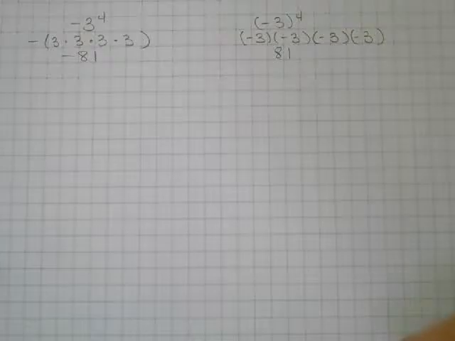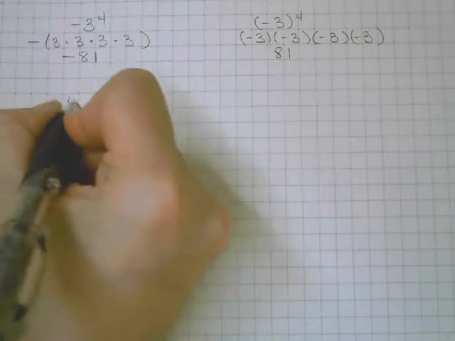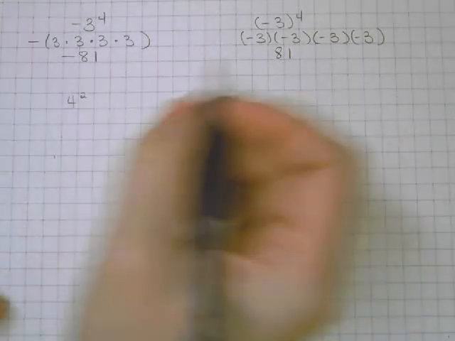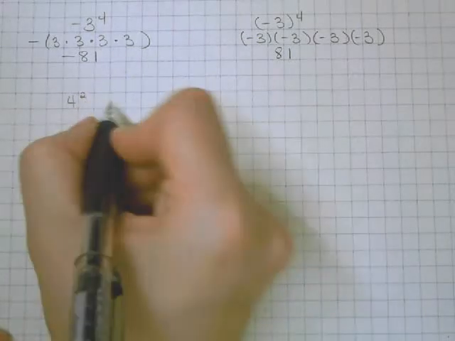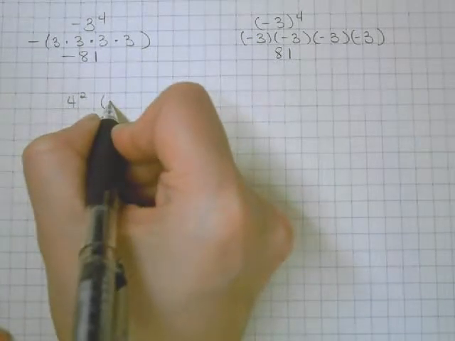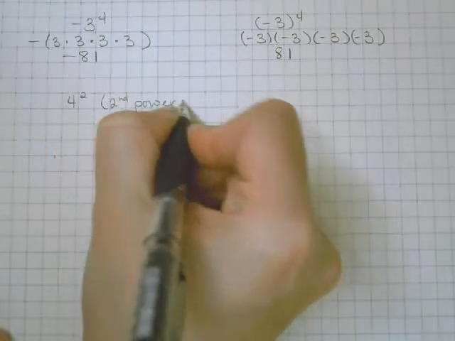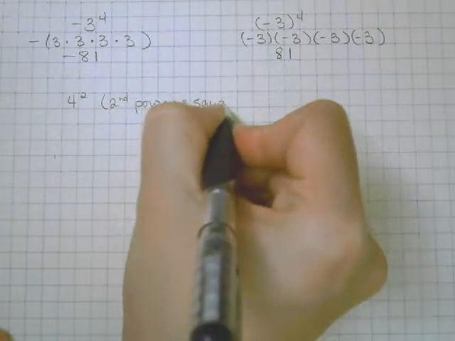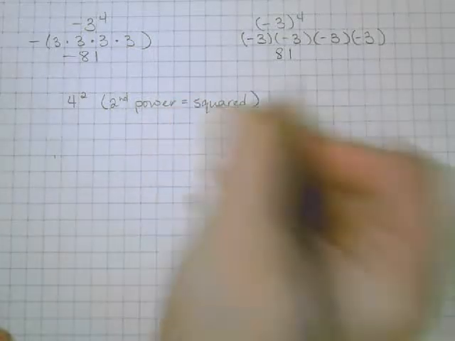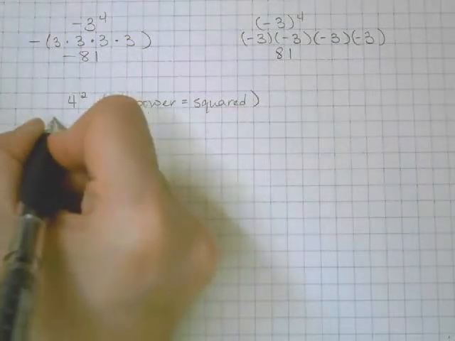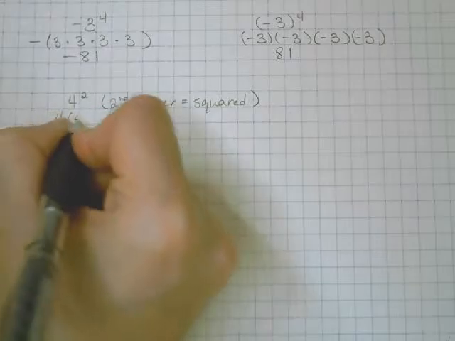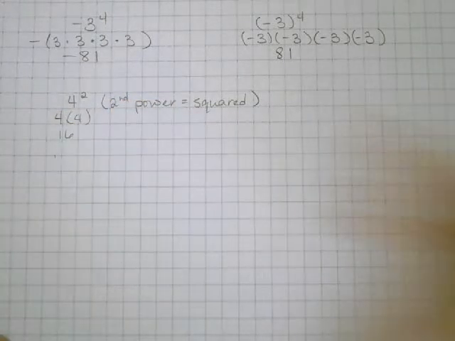Just a few more examples. 4 to the 2nd power. You might also hear that as 4 squared. 2nd power is often referred to as squared. So 4 times 4 is 16.